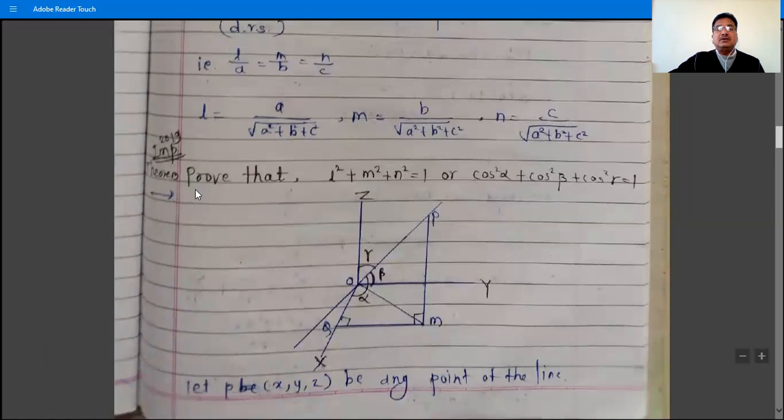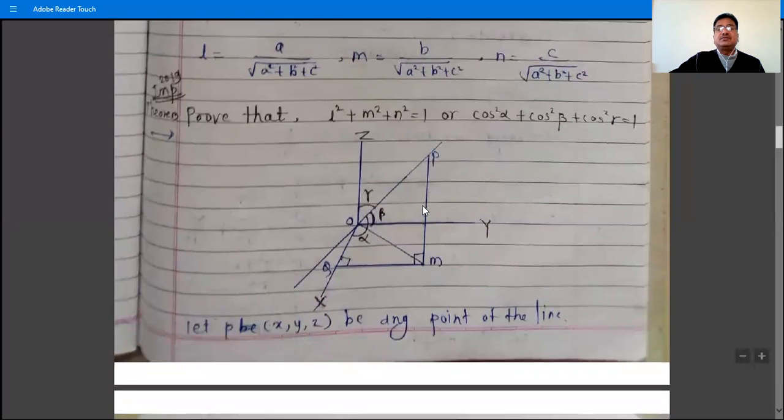The first theorem or example is: prove that L square plus M square plus N square is equal to 1. Or cos square alpha plus cos square beta plus cos square gamma is 1. Because L is cos alpha, M means cos beta, N means cos gamma. So we have to prove this.